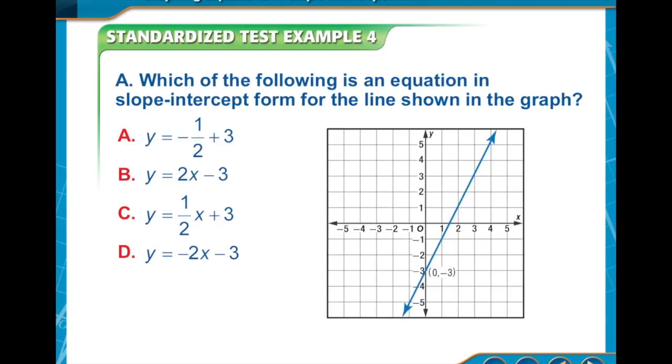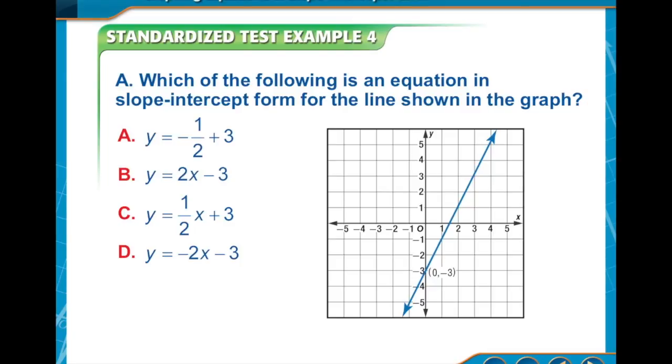Now here's an example of a standardized test type question that's going to help us to practice our logic and reasoning skills as we work through these kinds of examples. It will help you in the future for tests in our class and standardized tests in the future. So let's work through it.